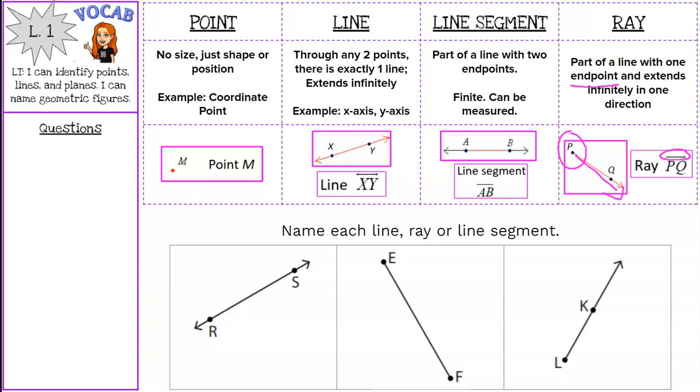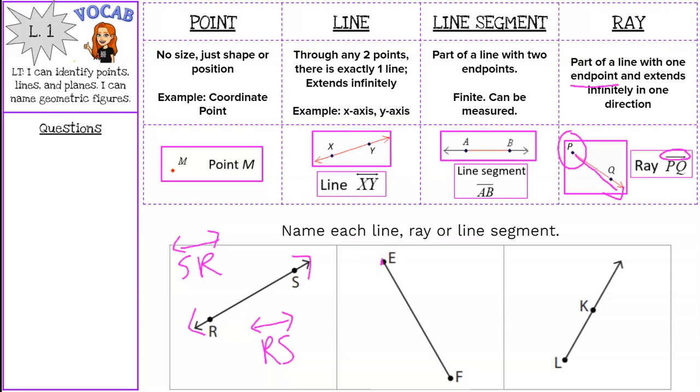So to practice, we're going to name each line, ray, or line segment. Here you can see we have 2 arrows on the end, so it is a line. So we are going to name it line RS. I'm going to put RS and then 2 arrows at the top of the line. You can also switch it around and do SR. Either one is acceptable.